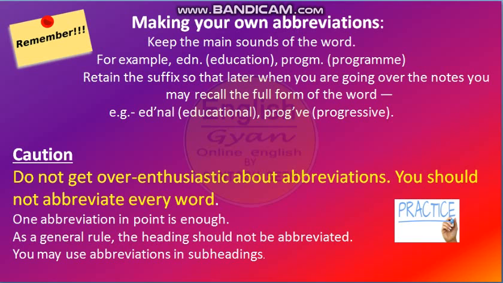You can make your own abbreviations also. For example, for education you have written EDN dot, for program PROGM dot, or for educational you have written ED apostrophe NAL. So this also can be done from your side, but at last you will have to write in a box that these abbreviations are actually for this word. Otherwise it will be confusing. So EDN equal to education, at the last you have to write in a box.